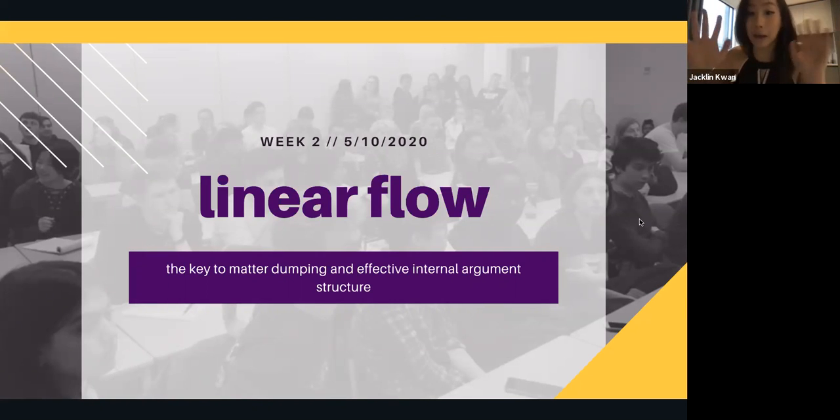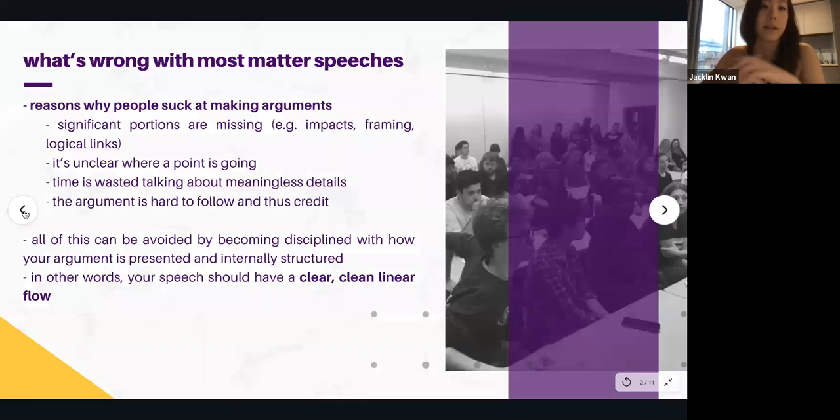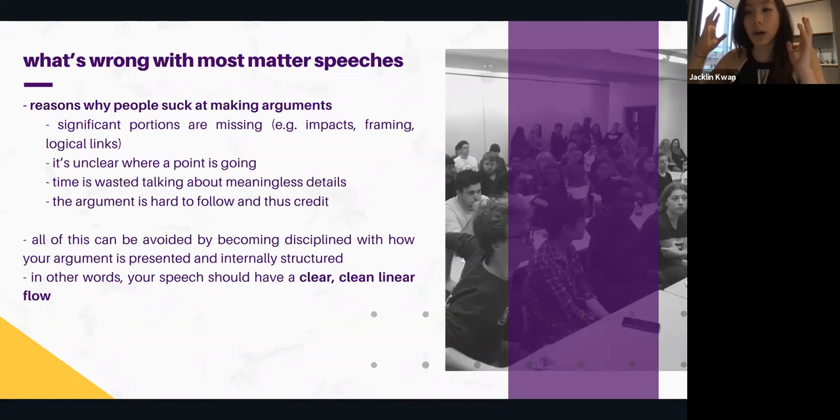So I think that I discovered a new way of phrasing what linear flow is or internal argument structure. So hopefully a lot of you, even if you've been debating for years, will benefit from it. So if I can click to the next slide. Here it is. So a lot of you are able to make really basic arguments, but lots of you are also similarly, when I was first starting out, missing a lot of things when trying to hit the higher brackets of speaker points. So here are a couple of reasons why people often suck at making arguments.